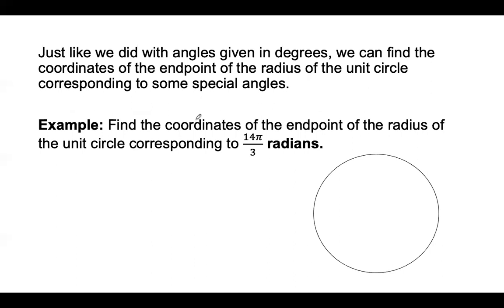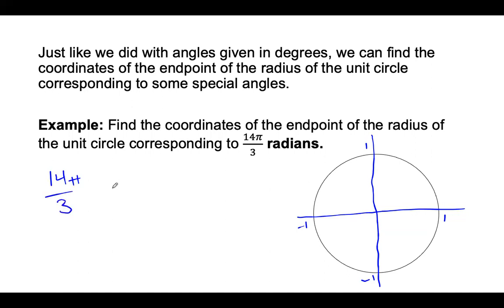Now, just like we have been given angles in degrees, we can find the coordinates of the endpoints of the radius of a unit circle corresponding to some special angles. So find the coordinates of the endpoints of the radius of the unit circle corresponding to 14 pi divided by 3 radians. So let me draw my axis through my circle. So what is 14 pi divided by 3?